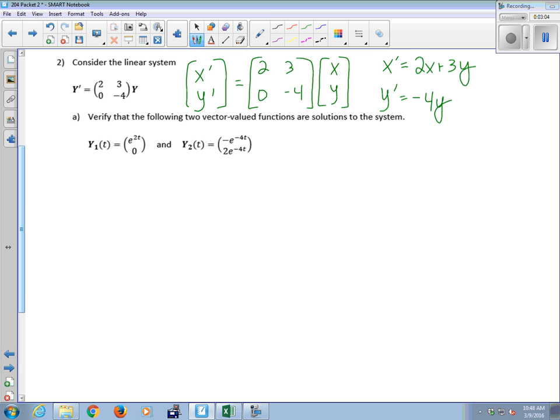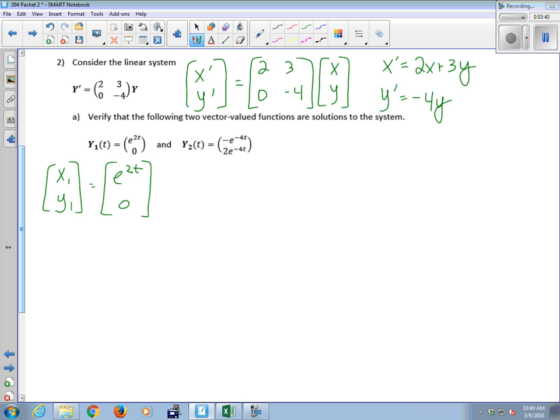All right, so I want to verify that these two vector-valued functions are solutions. Vector-valued just means that the input is t, but the output has two components, so the output is a vector. Because this is a bold y1, that means x1, y1, a vector, is e to the 2t and 0.